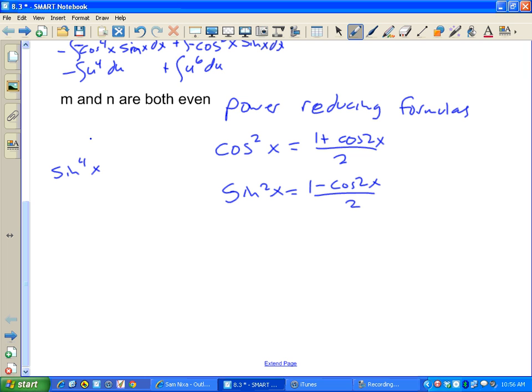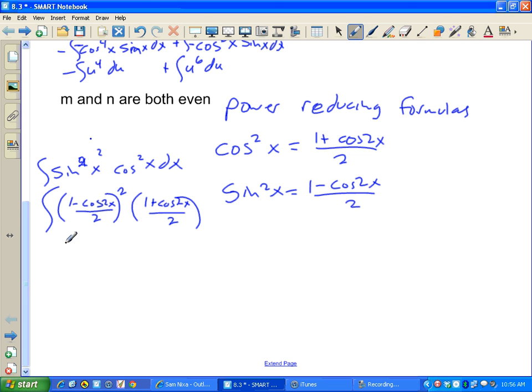So let's say we have the integral of sine to the fourth x cosine squared x dx. I'm going to reduce these powers. This would be sine squared, squared. And sine squared is really 1 minus cosine 2x over 2, and cosine squared would become 1 plus cosine 2x over 2.